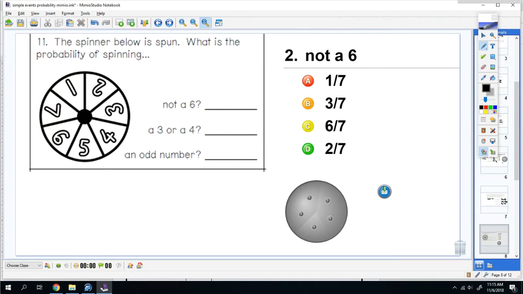Number 11, the spinner below is spun. What's the probability of spinning not a 6? Well, there's only one number that is 6, so that means 6 out of 7 numbers are not 6s. Probability of getting a 3 or 4? Well, there's 1 four, and there's 1 three. So that means it's 2 out of 7. Probability of an odd number? So there's 1, 2, 3, 4 odd numbers. So it'd be 4 out of 7.